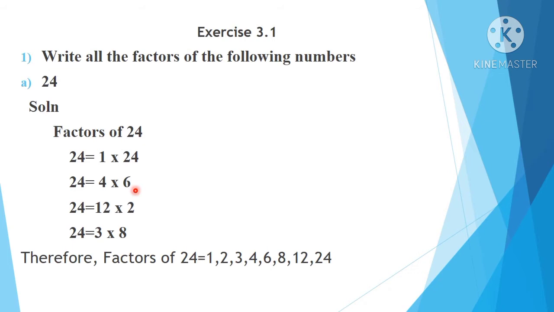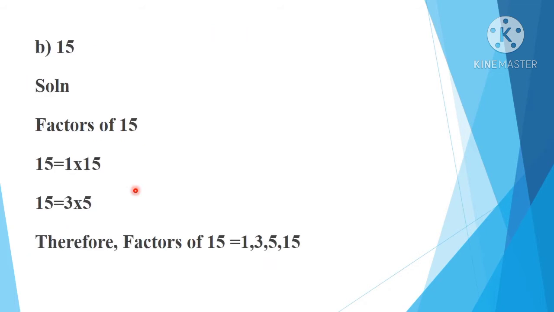Okay children, let's see the next problem. The next problem is 15. Now we want to find the factors of 15. 15 is very easy, right? First, the common factors are 1 and the number itself, so 1 comma 15 is one factor pair. Then you know the table, right? The 3 table: 3 fives are 15.